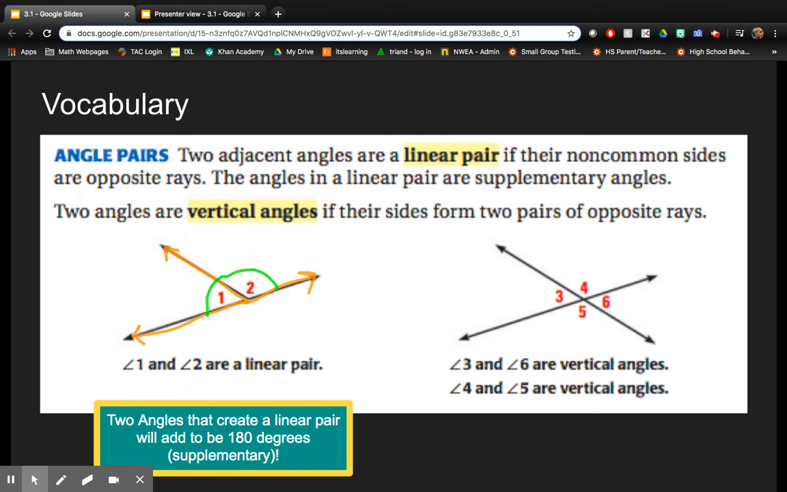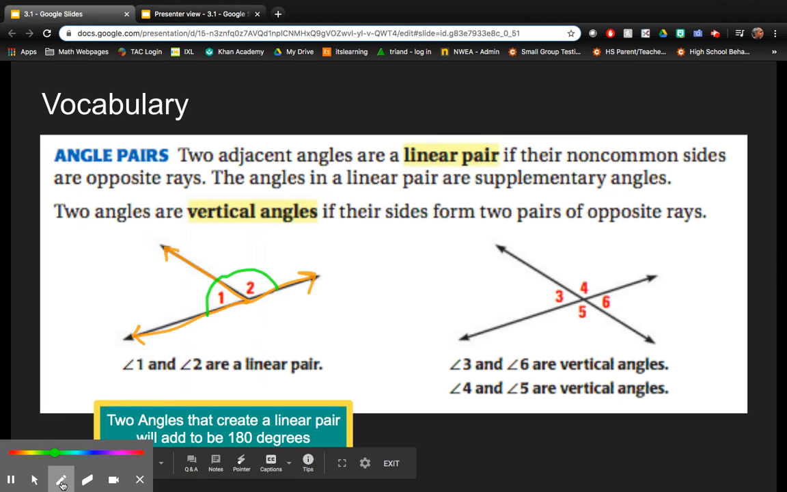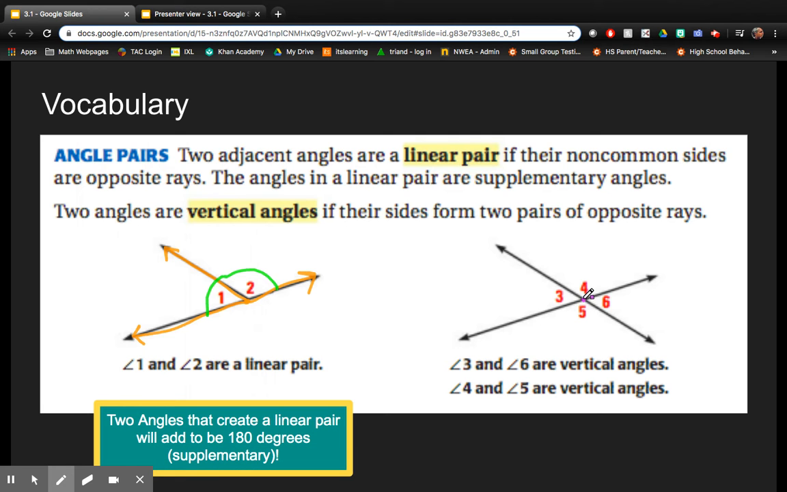Our second angle relationship is when two angles are vertical angles. Vertical angles simply means they're going to share a common vertex and be opposite from each other. So for example, angle 3 shares a vertex with angle 6, and they are on opposite sides of that vertex. So angle 3 and angle 6 are vertical angles.